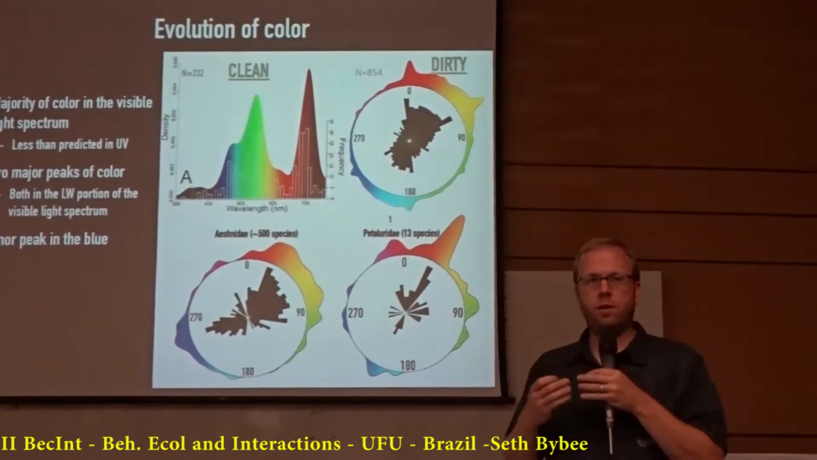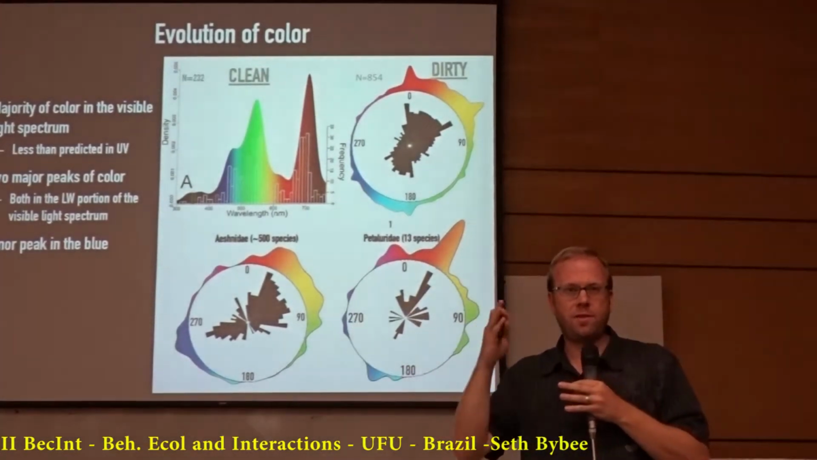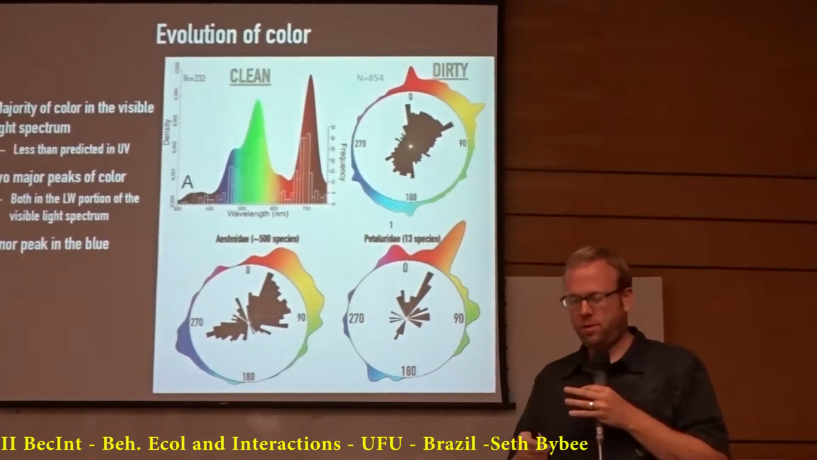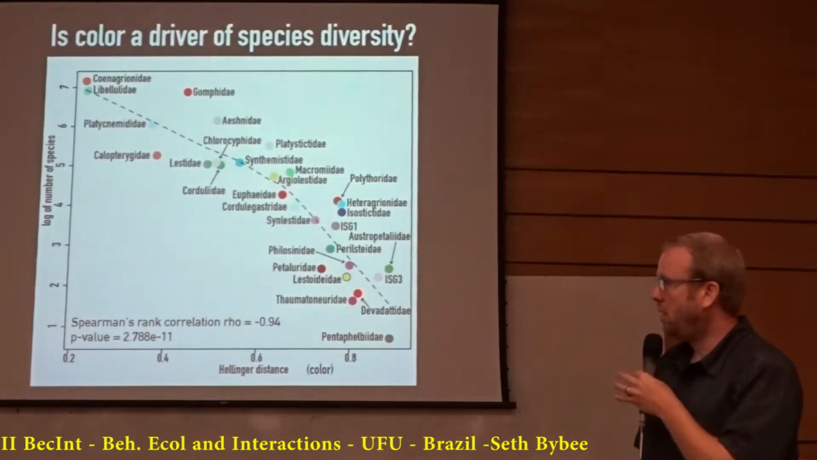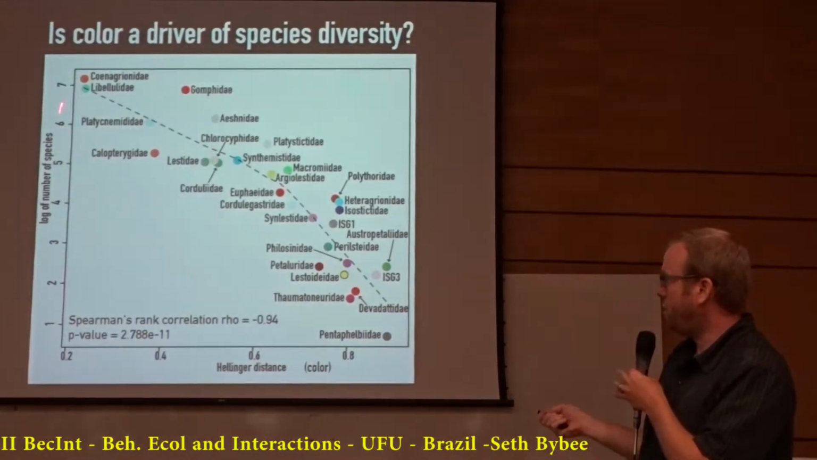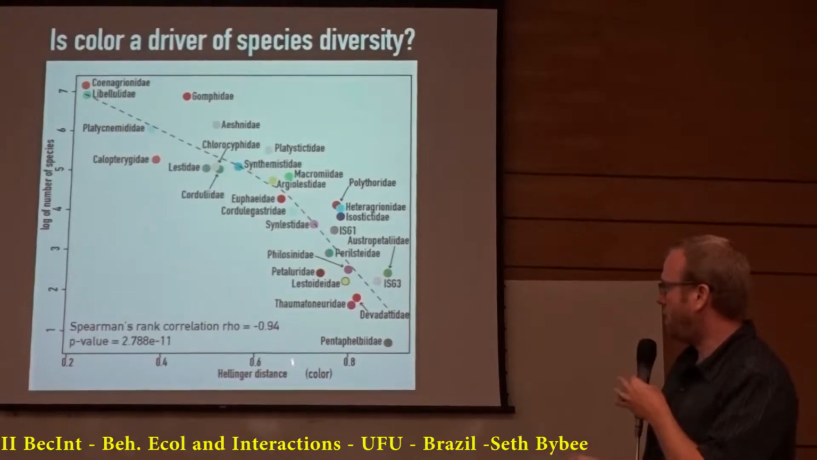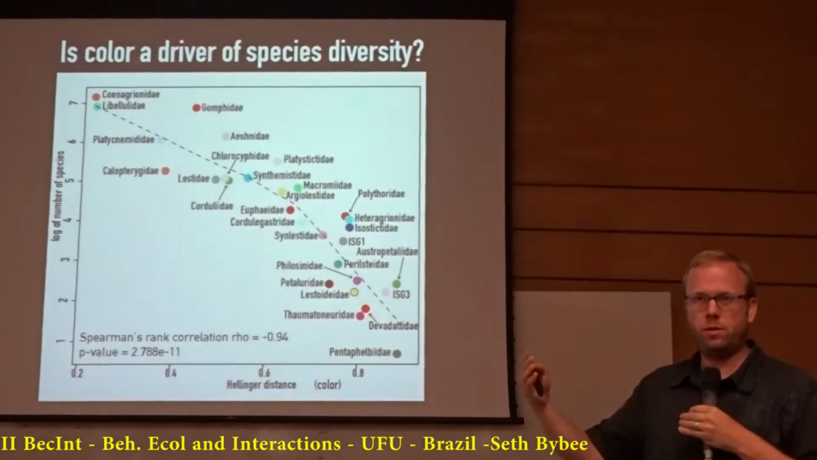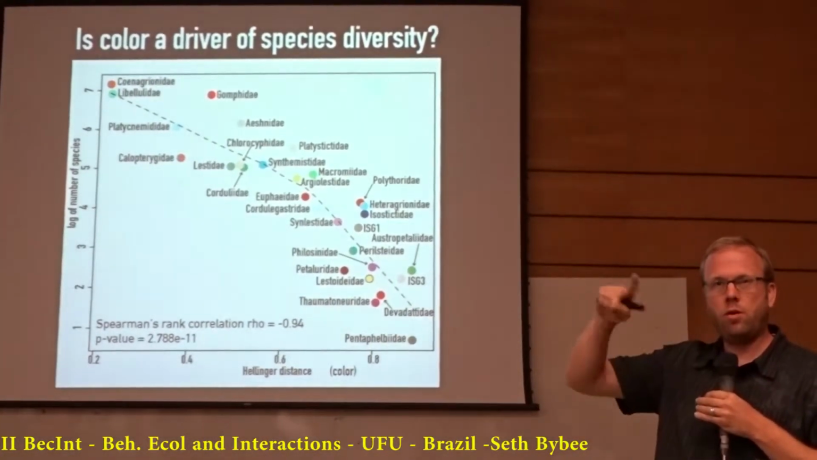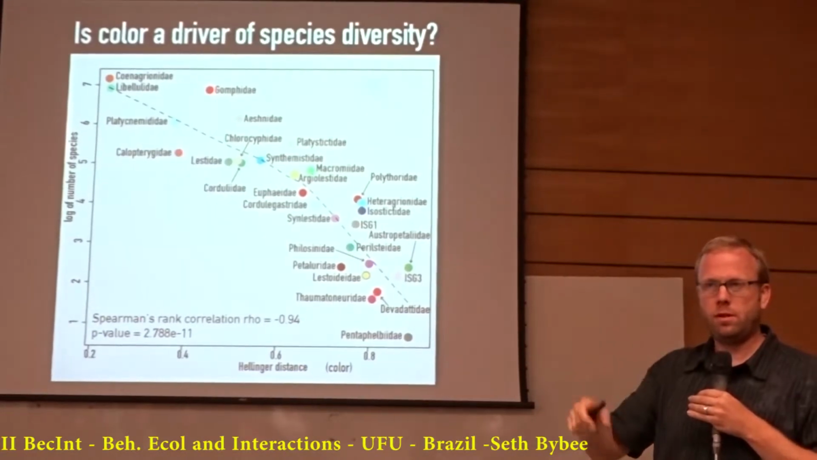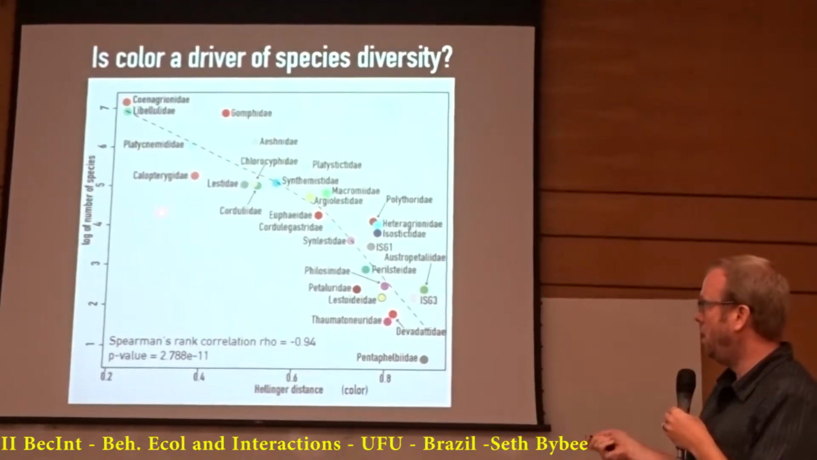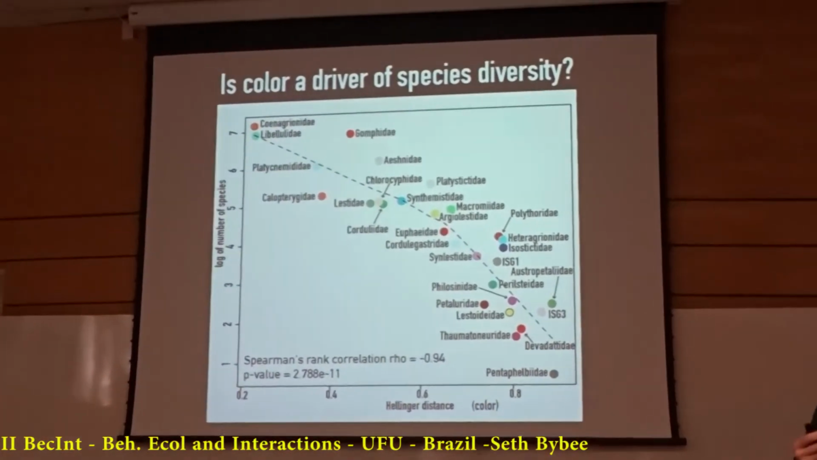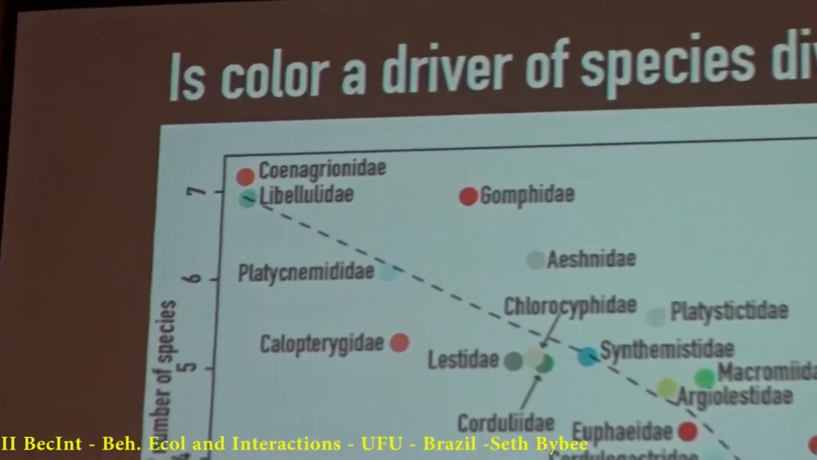And since we've gone in and measured color across all these families, we can now ask the question: is there evidence that color might be driving species diversity? And I'll show you our first evidence. If you look here, you have species diversity on this axis and what we call a Hellinger distance on this axis. A Hellinger distance is just the difference between 2 distributions. So we have the distribution of all odonate color and the distribution of each family's color. And when you compare those, you get a distance. As you can see, the most diverse are the most colorful, all the way down to the least diverse, or least colorful.